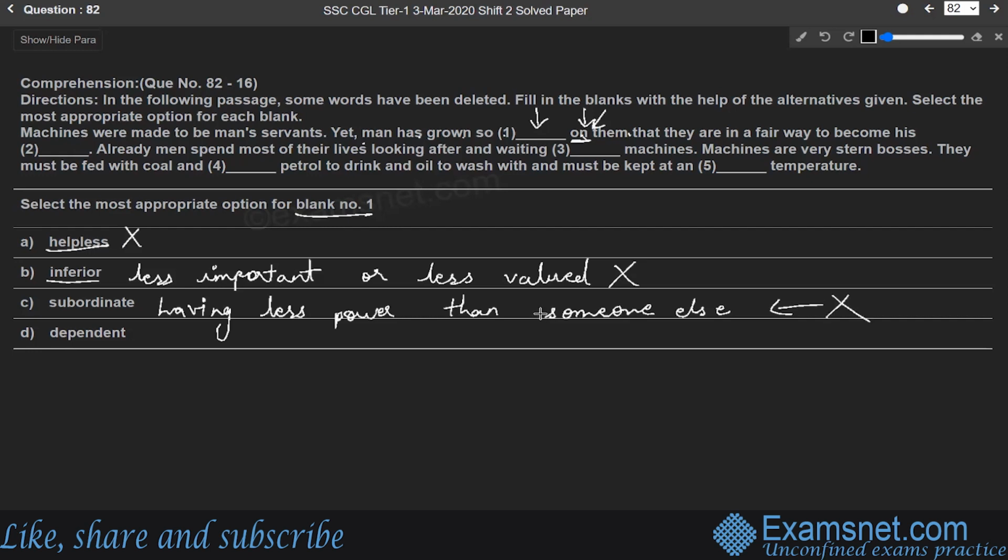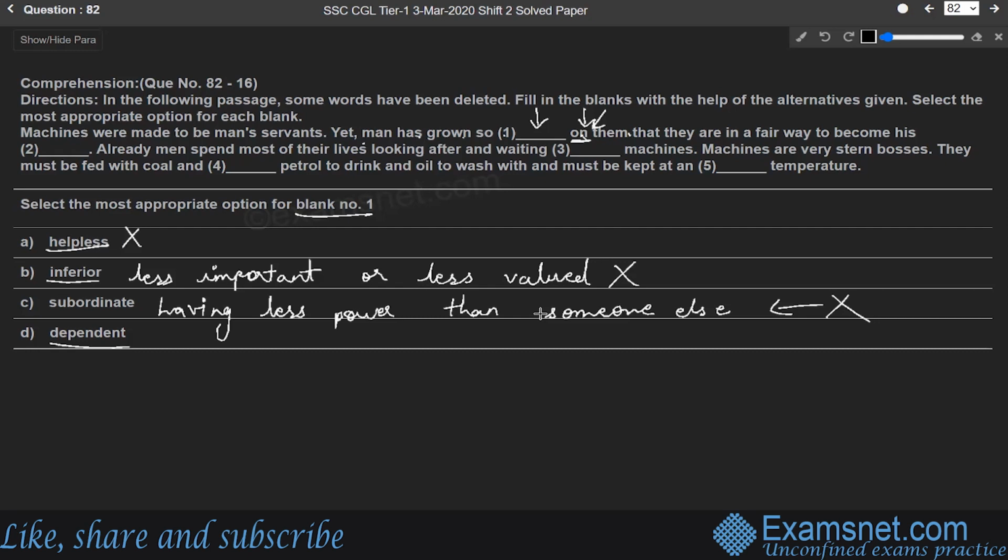Now coming to the last option, which is dependent. It seems absolutely right because man has grown so dependent on them. Machines were made for men and man has grown so dependent on them. We all know that all human beings are dependent on machines. And as time is passing by, all human beings are dependent on machines. They have a need to use all the machines.